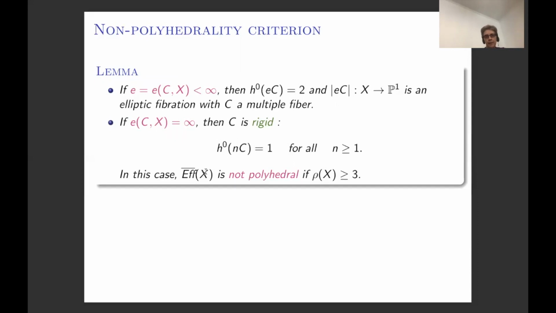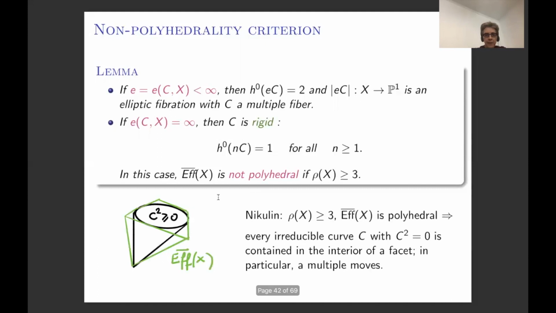And in this case, the effective cone is not polyhedral if the Picard number of X is at least 3. So this last observation is the only one that requires an argument. This is an observation due to Nikulin: when you have a Picard number that's at least 3, if you consider the curves with a positive self-intersection, this is a round cone, and by Riemann-Roch, this will be contained in the cone of effective divisors.